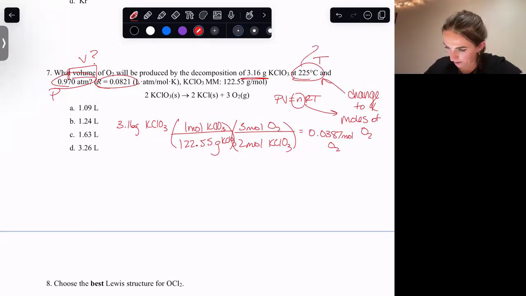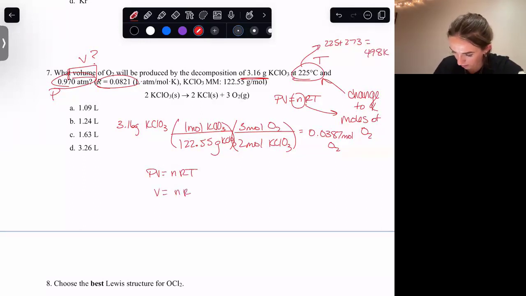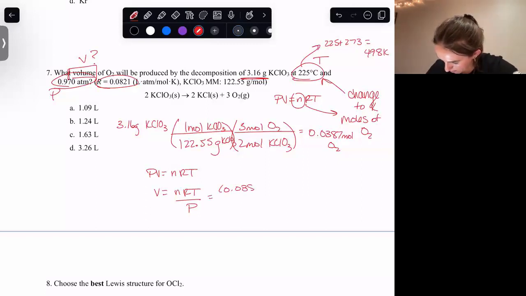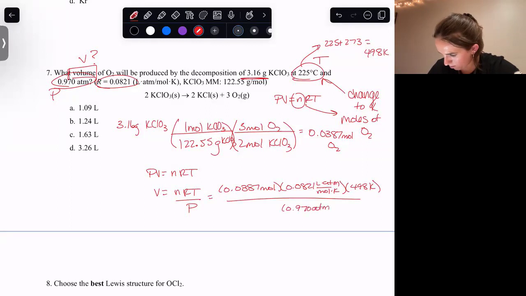So now after we convert this to Kelvin, which is 225 plus 273, which is 498 Kelvin, now we can say that PV equals nRT, so volume is equal to nRT divided by P. So this is the setup for that here. And I believe we should end up with a volume of 1.63.